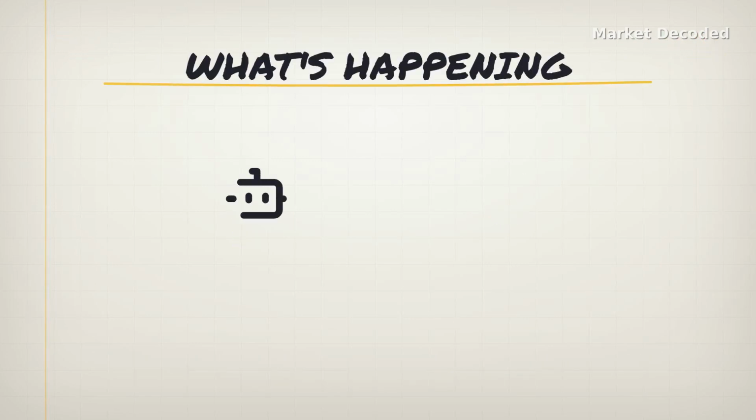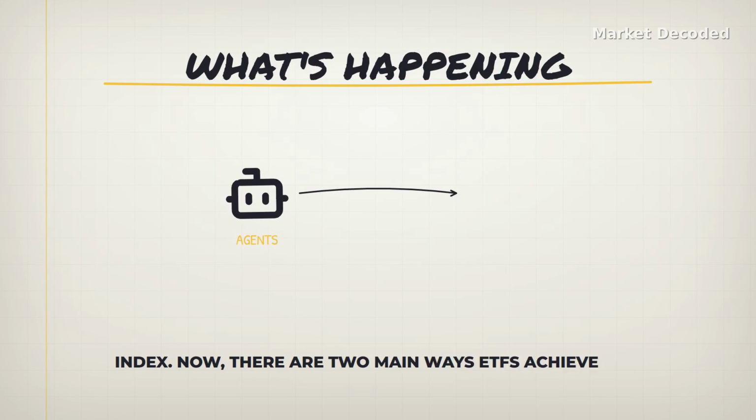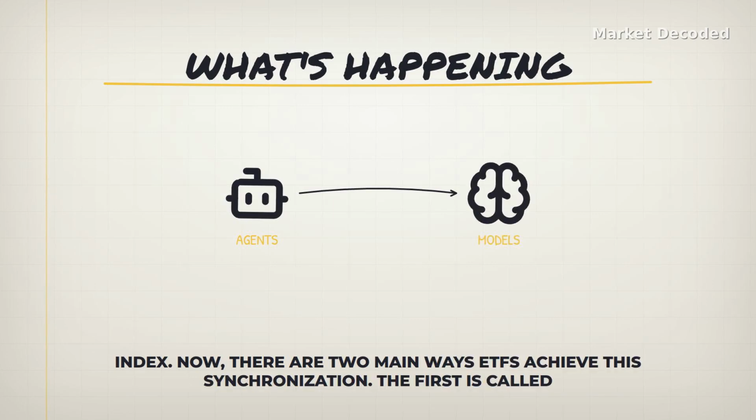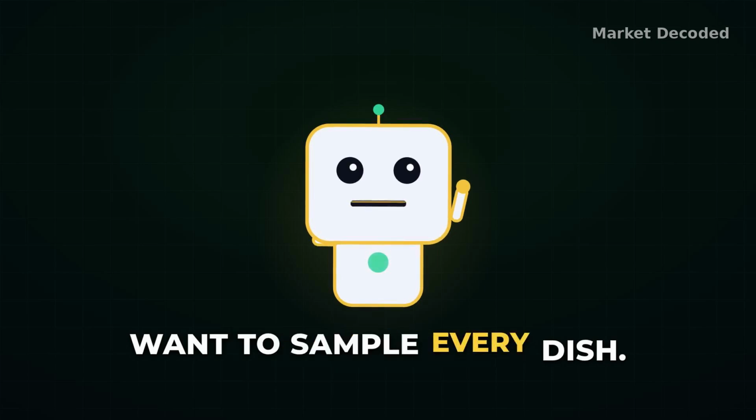Now, there are two main ways ETFs achieve this synchronization. The first is called full replication. Imagine you're at a buffet and you want to sample every dish.